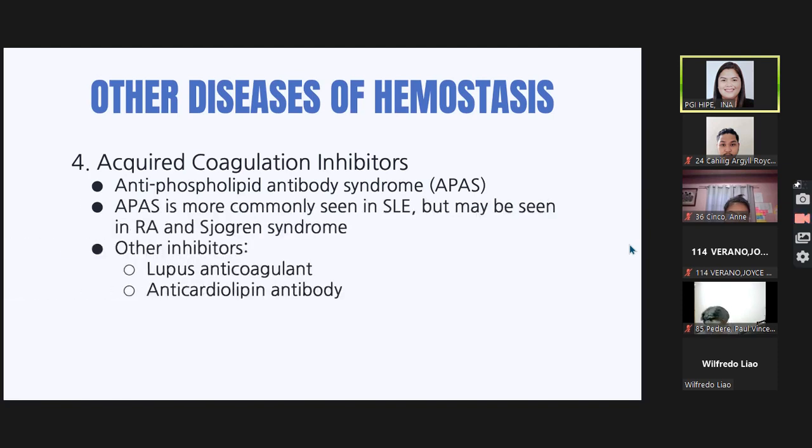So we have the fourth one, acquired coagulation inhibitors. Under this, you have your APAS, or antiphospholipid antibody syndrome. APAS is more commonly seen in CLE, but may be seen in rheumatoid arthritis and Sjögren syndrome. Other inhibitors are lupus anticoagulant and anticardiolipin antibody.